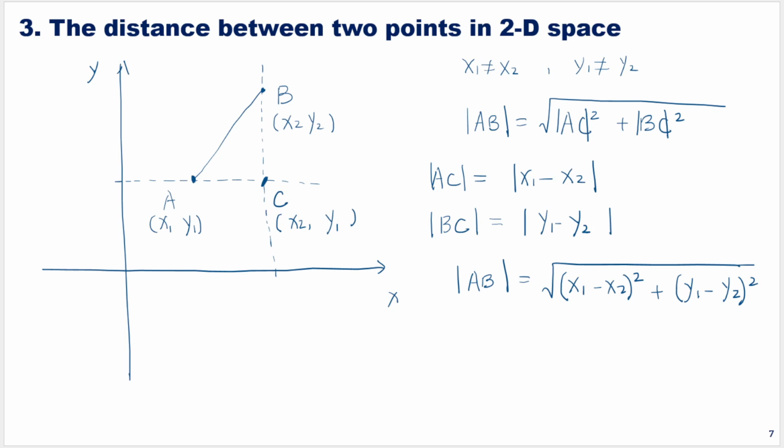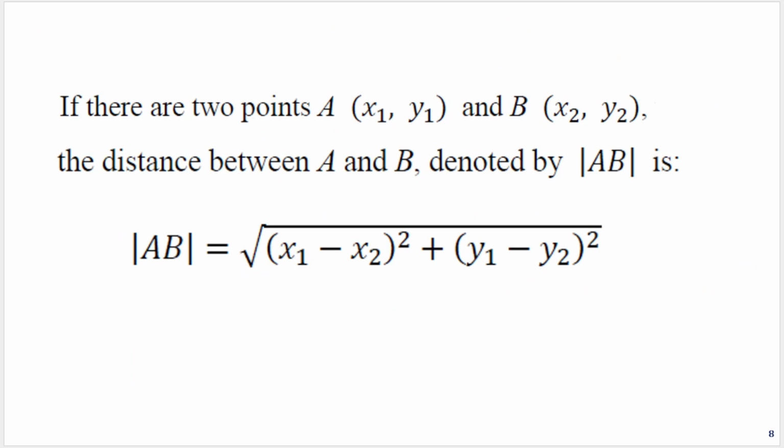Did you get it? Okay, so to summarize, if there are 2 points A and B whose coordinates are x1, y1 and x2, y2 respectively in two-dimensional space, then the distance between A and B, which is denoted by this symbol here, is given by this formula: the square root of (x1 minus x2) squared plus (y1 minus y2) squared.